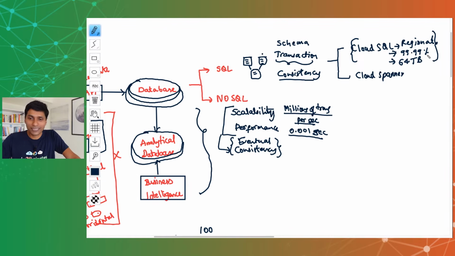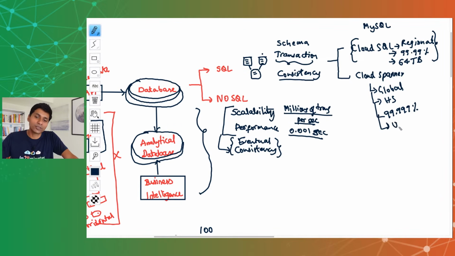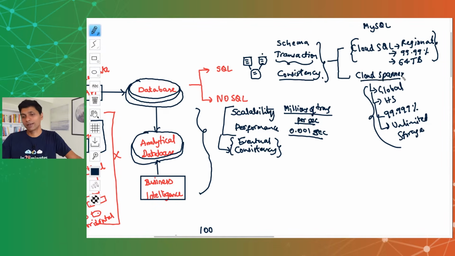Typically, databases like MySQL, PostgreSQL, MariaDB, those are the things which are supported by Cloud SQL. Now, if these are not sufficient for you, if you want a global database, if you want horizontal scalability, if you want 99.999% availability, and you want unlimited storage, and you want to get all this with strong schema, strong transactions, and strong consistency, that's when you go for Cloud Spanner. Cloud Spanner is the global relational transactional database which is provided by Google Cloud.